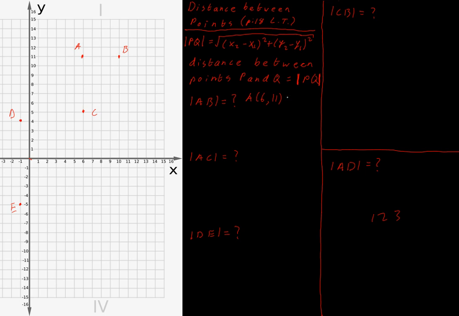So A is at in the door 6, up the stairs 11. And B is at, start at the origin, in the door 10 and up the stairs 11. So in the door 10, up the stairs 11. And that's my 2 points. So I now know where A and B are, so I can figure out what the distance between them is.